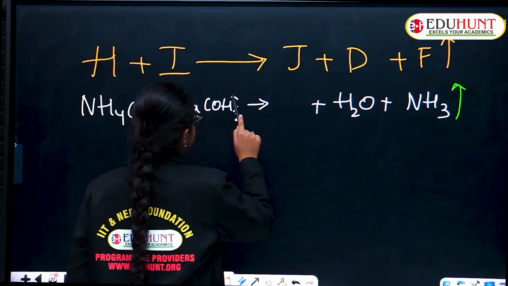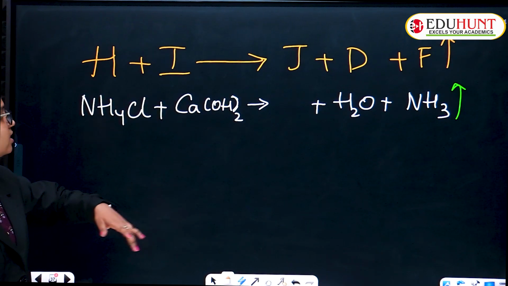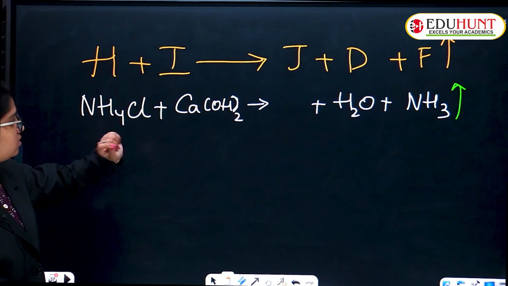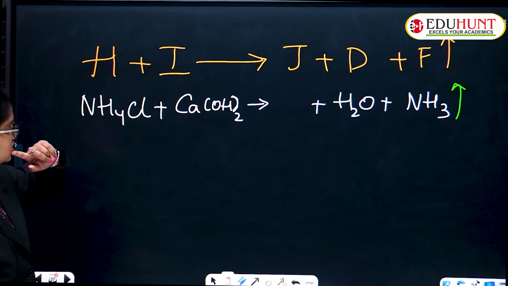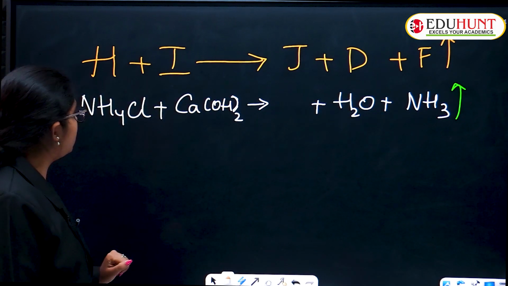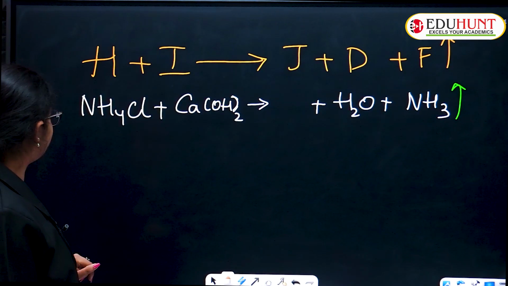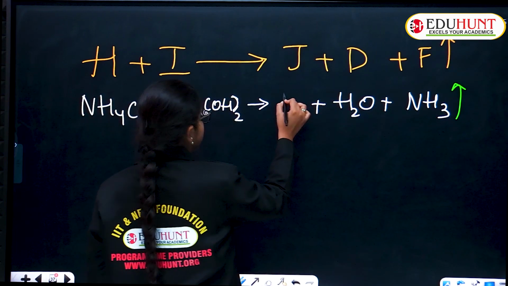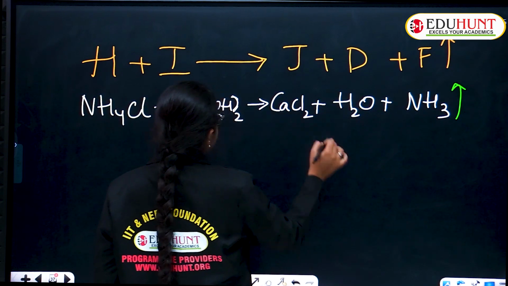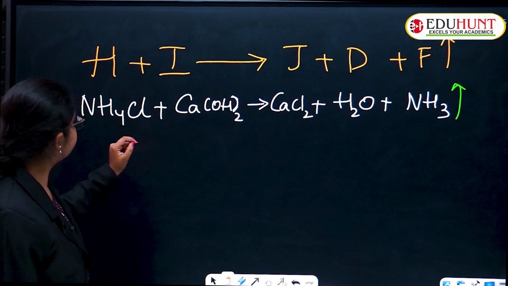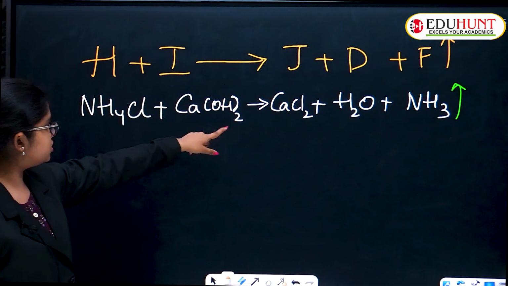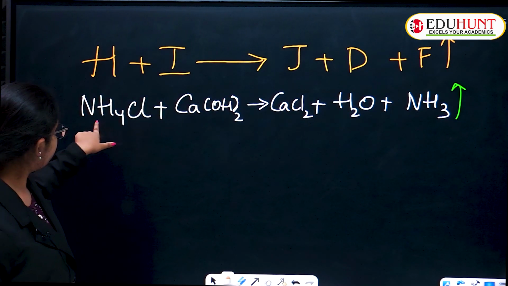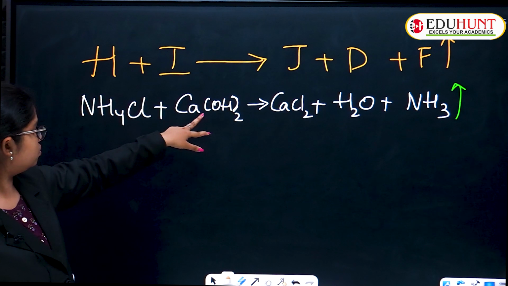And you have to find out J also. Sorry, not G. Sorry, J. We have NH4Cl, Ca(OH)2, and we got H2O plus NH3. What is the remaining one? CaCl2 is left over. Yes, CaCl2, Ca and Cl. Okay, now the balancing. H is 2. In NH4, H is 4 and H is 2.